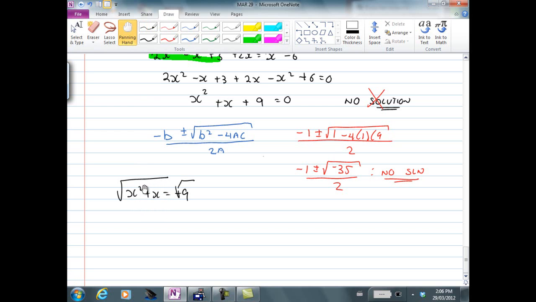This doesn't just get the x to disappear, because there's that x there. If there's no x, then yes, you can do it. But because you have that lonely x, you can't do it. And besides, even if there's no x, you still can't do it because of the negative 9 part. So guys and gals, this is an example of no solution.